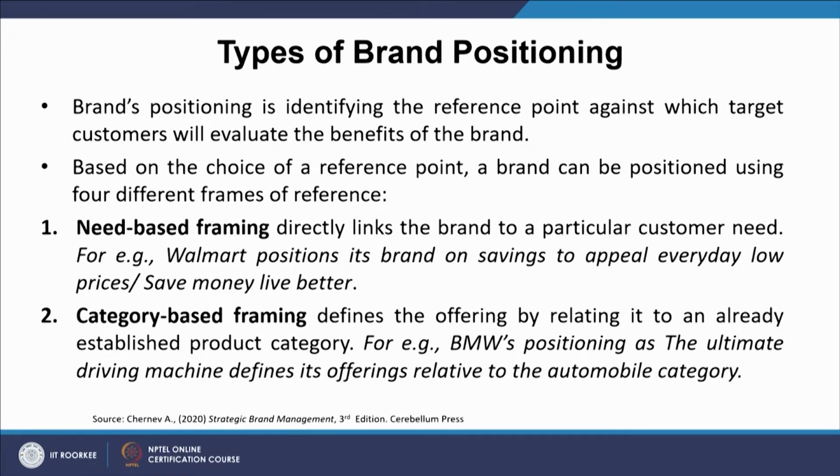Probably Walmart can be an example, which positions its brand on savings to appeal, everyday low prices, save money, live better, and so on. A pricing element. Then category based framing defines the offering by relating it to an already established product category. For example, BMW's positioning as the ultimate driving machine defines its offerings relative to the automobile category.